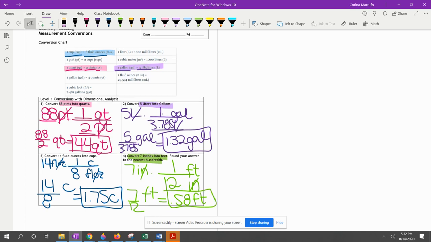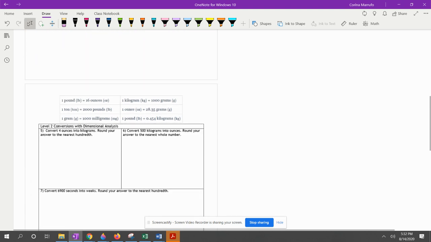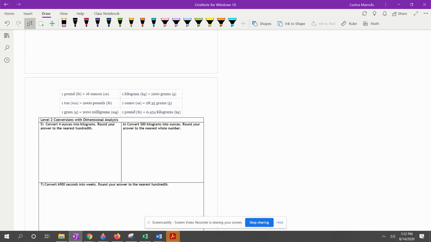Okay. Now some level 2 questions of conversion. So we're going to have an extra step here. It says convert 4 ounces into kilograms. If we look here, the only place I see ounces is right there, but it's equal to 28.35 grams. And then here is 1,000 grams, and we know 1,000 grams is equal to 1 kilogram. So we're going to have 2 steps on here.